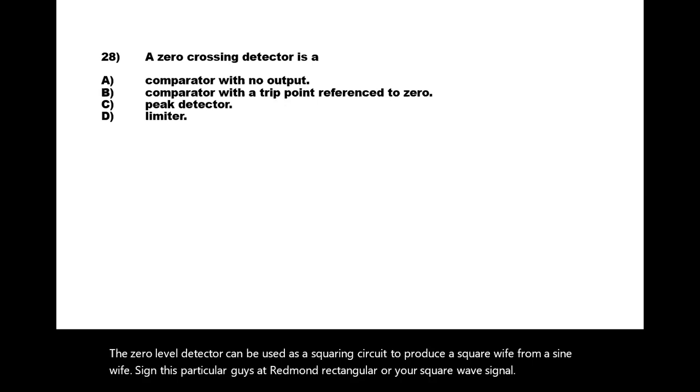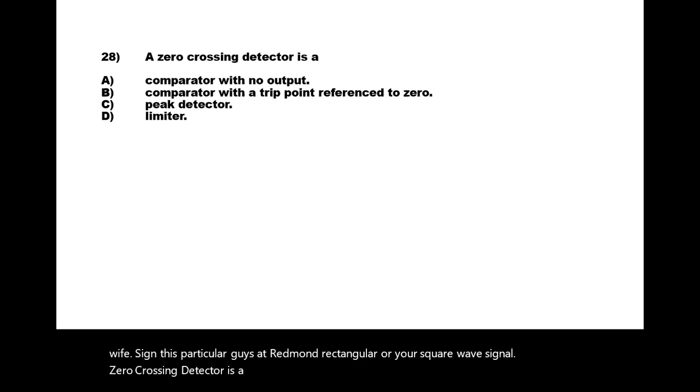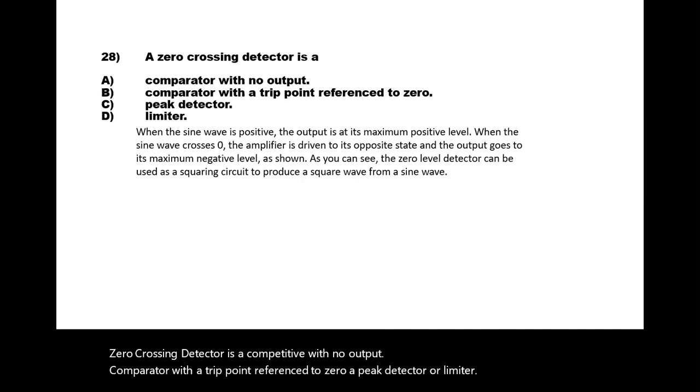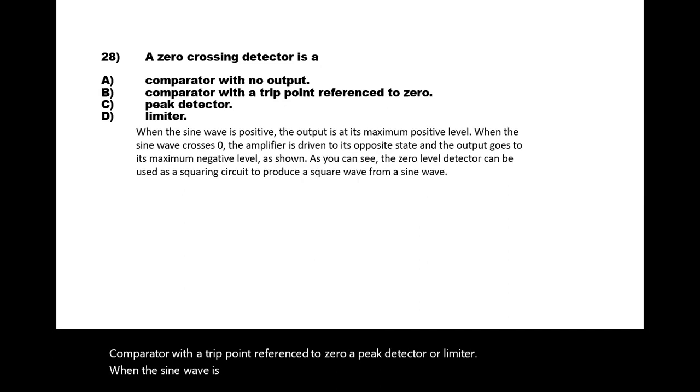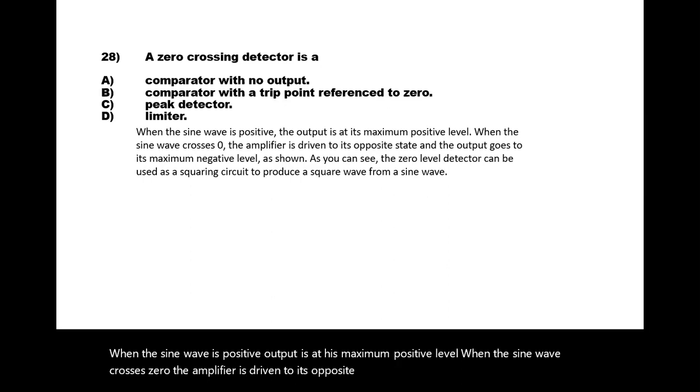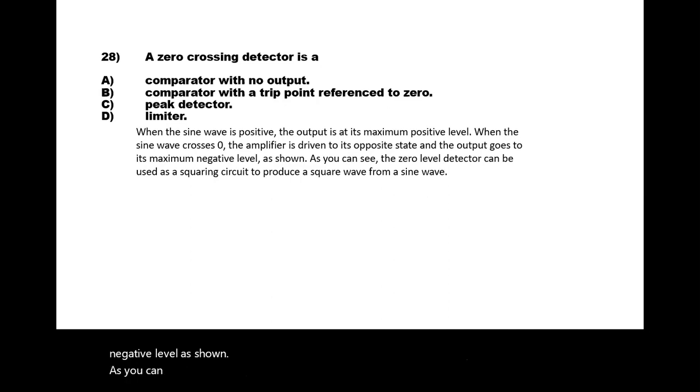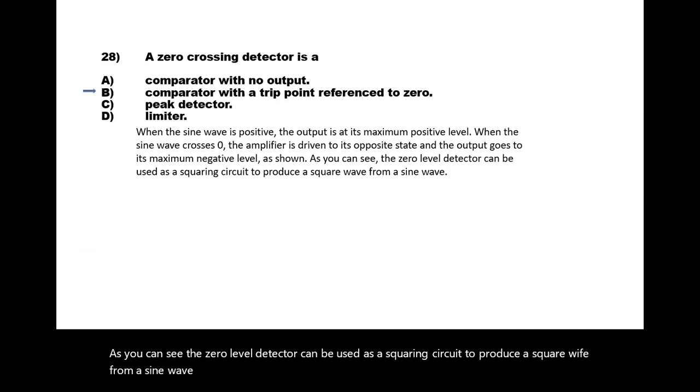A zero crossing detector is a comparator with a trip point reference to zero. When the sine wave is positive, the output is at its maximum positive level. When the sine wave crosses zero, the amplifier is driven to its opposite state and the output goes to its maximum negative level as shown. As you can see, the zero level detector can be used as a squaring circuit to produce a square wave from a sine wave. So that is a comparator with a trip point reference to zero.